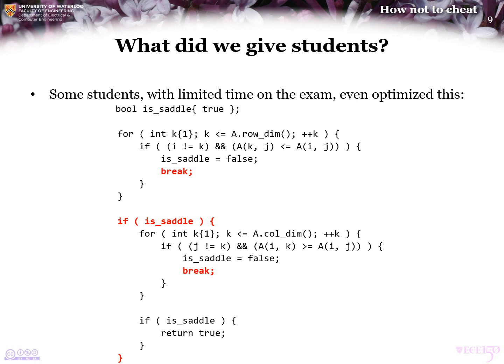Now, some students, even with a very limited amount of time on the exam, tried to optimize this by breaking as soon as isSaddle is set to false and only running the second loop if isSaddle is still true after checking that column above. Similarly, we break early if we determine that it is not a saddle point. This was not required, but 1 or 2 students actually went to this extreme. If you were one of those, nicely done.